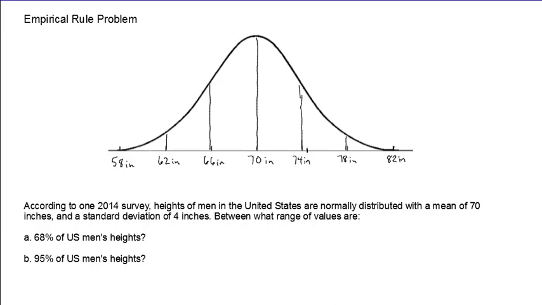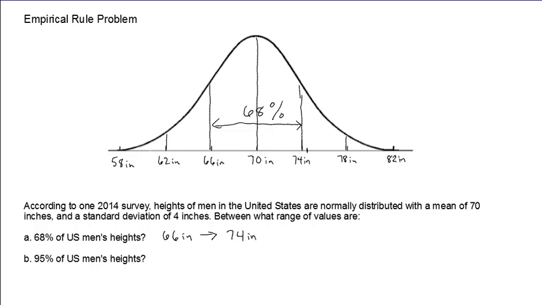So 68% of men's heights. Remember, according to the empirical rule, 68% lies between one standard deviation of the mean. And so that means that the range of values of men's heights for which 68% of men can usually be found is from 66 inches to 74 inches.